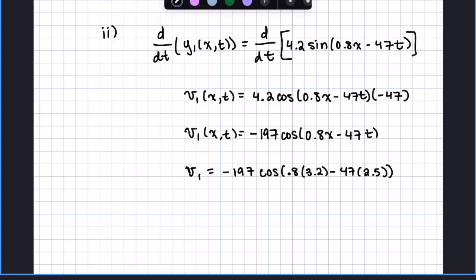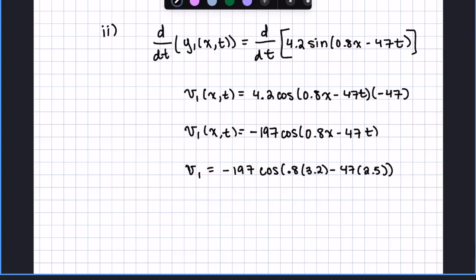0.8 times 3.2 minus 47 times 2.5, and that gives me a V1 of 53, and then this would also be centimeters per second. Keeping that consistent.